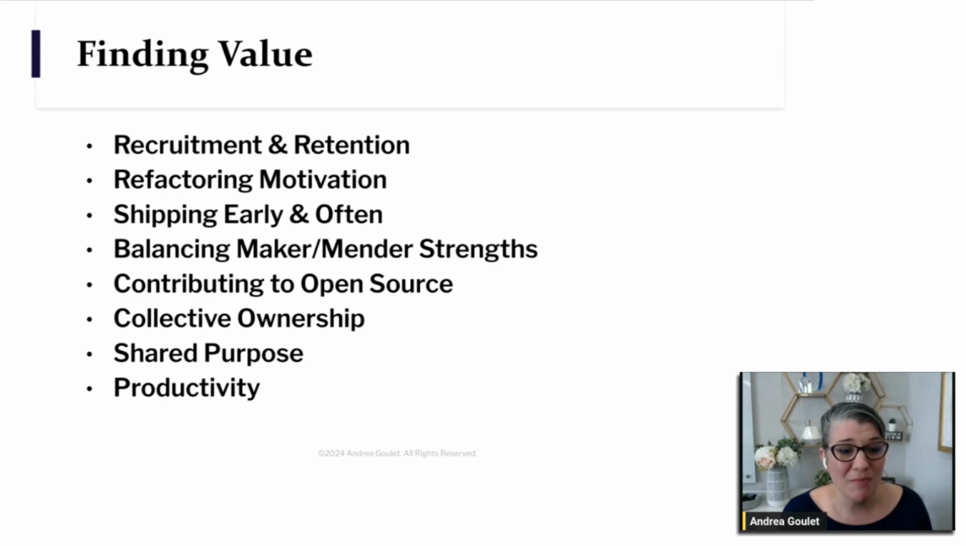When we have valuable communities, we ship early and often. We can balance our maker and mender strengths. This is essential for creating an open source project where people want to contribute. It creates a sense of collective ownership and shared purpose. And, like we saw in Kat Hicks' research, it really improves productivity too.